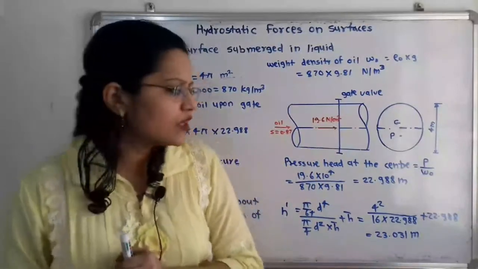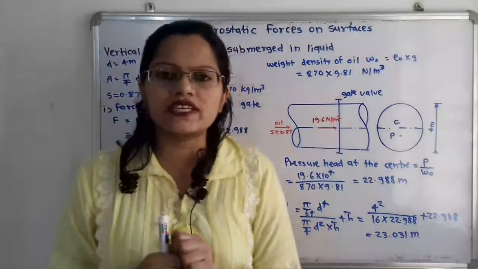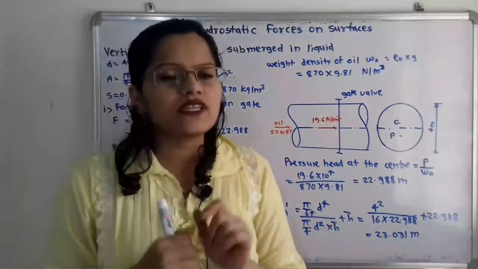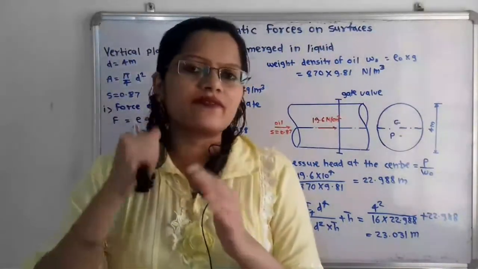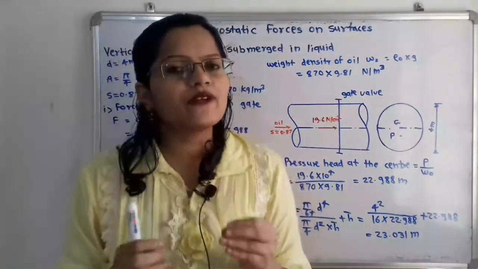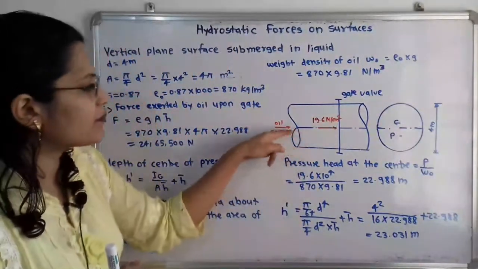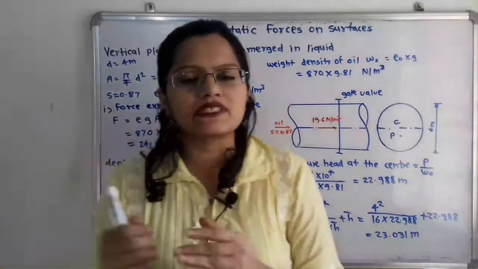Now we can calculate the pressure head at the center. What is the pressure head at the center? That is the distance of the free surface of oil from the center of the pipe. Now why do we take only the center of pipe? Because in the given data the pressure at the center of pipe is given.